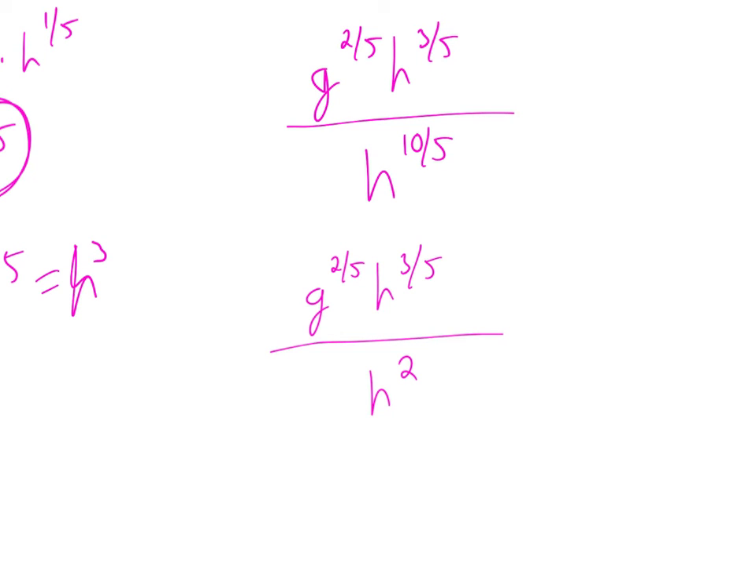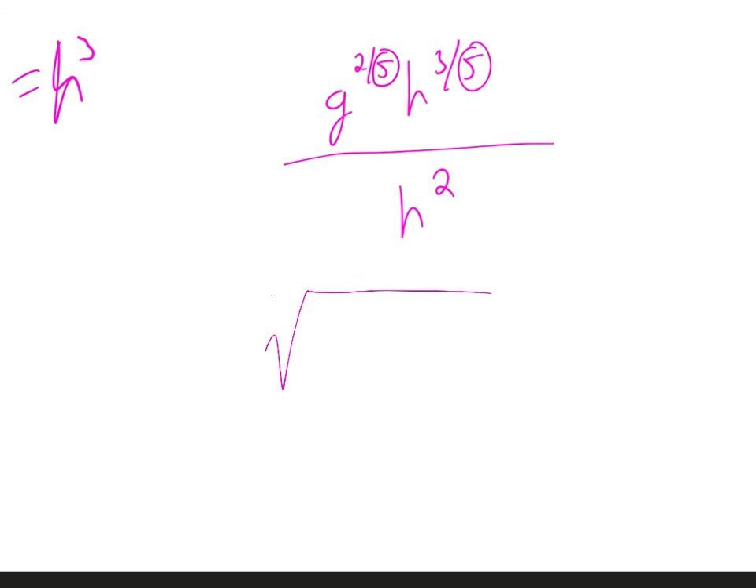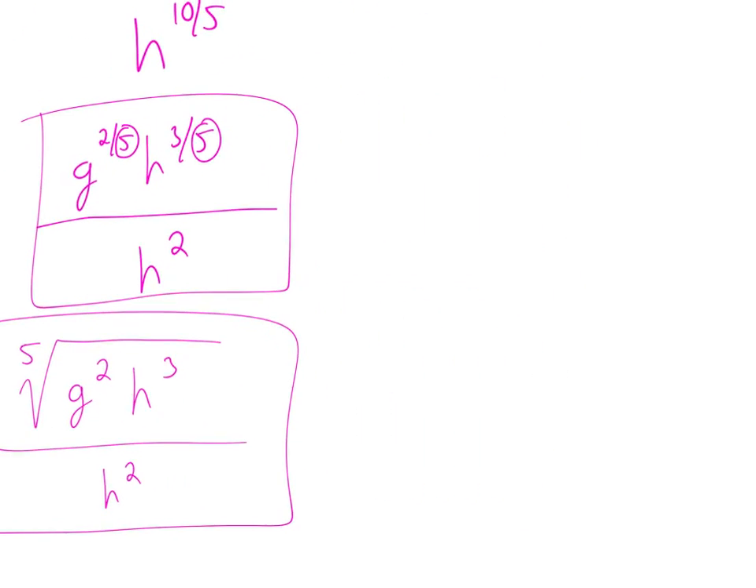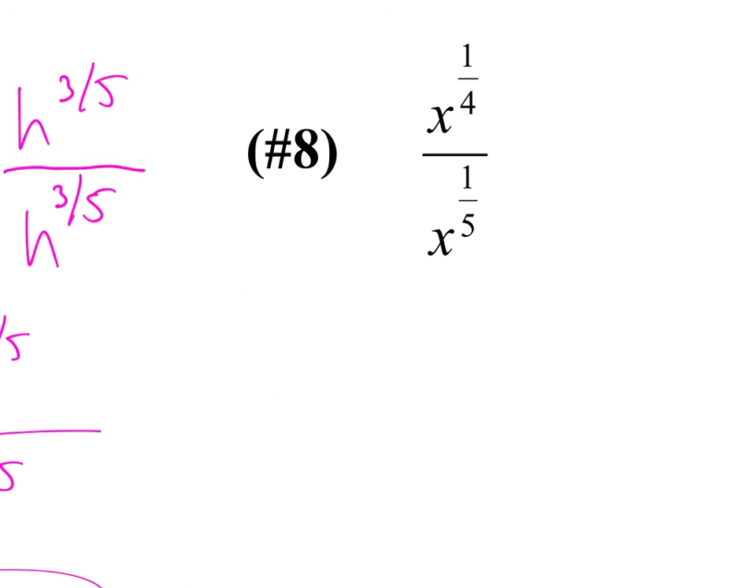Another thing you can look out for here is that these are both to the 5th root. So we can actually combine this into one root here, the 5th root of g squared h to the 3rd, all divided by h squared. And that's going to be our final answer. If you kept it like this, that would be fine as well. But if you have the same root being multiplied together, you can combine them under one root. All right, one last example. Here we go, number 8. See if you can give this one a try.